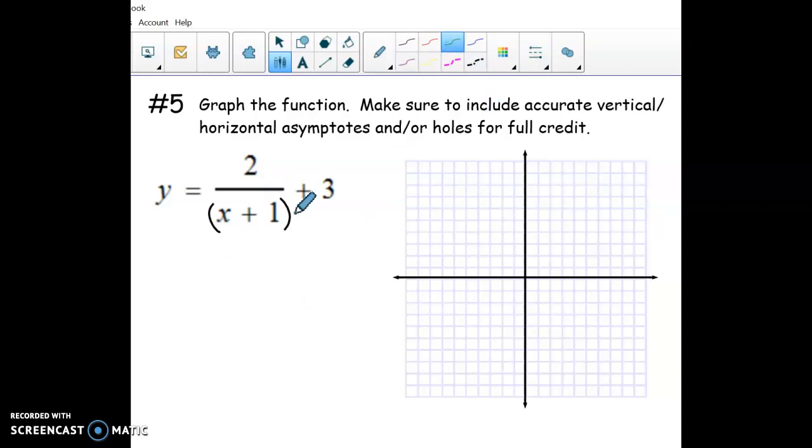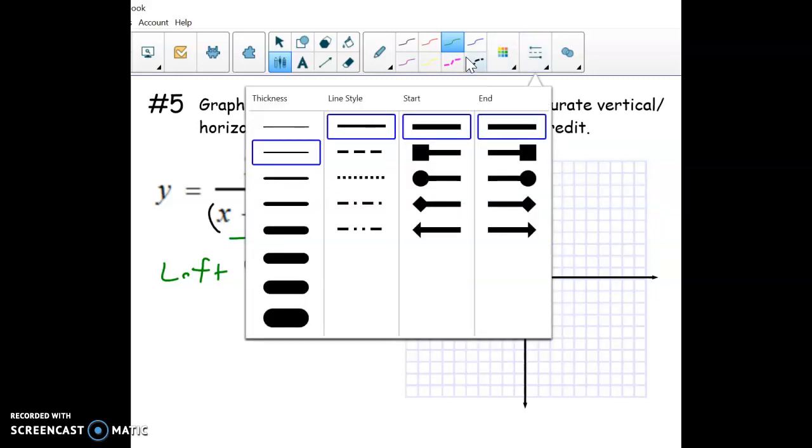All right, so this is our ninja star shape, right? Again, if you're not sure of that graph, you'd see it's a ninja star. And this right here makes us go left 1, and then the +3 makes us go up 3. So instead of being centered at 0, 0, we're going to be centered left 1, up 3. So we're going to be centered right there. And then I'm going to draw some asymptotes through that point and then sketch my ninja star around that.